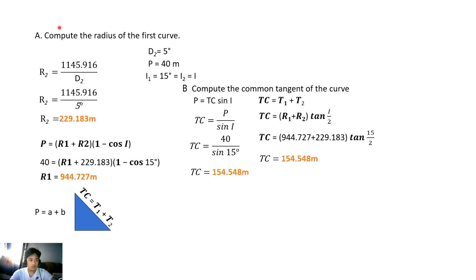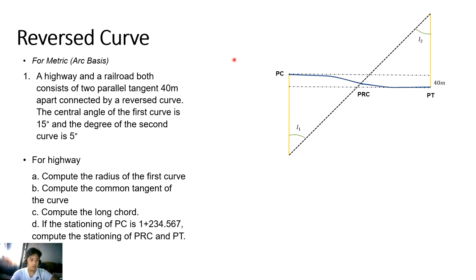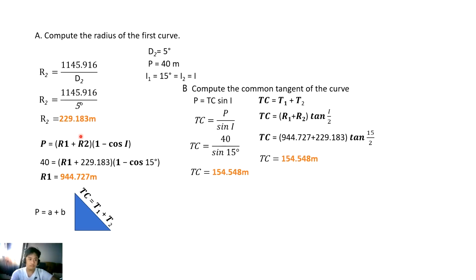So, first, letter A, compute the radius of the first curve. So, para makompute yung radius of the first curve, gagamitin natin na formula ay 1,145.916 over D2. So, ang D2 natin ay 5 degree, which is ito. So, substitute lang natin and we'll get R2 equals to 229.183 meters.